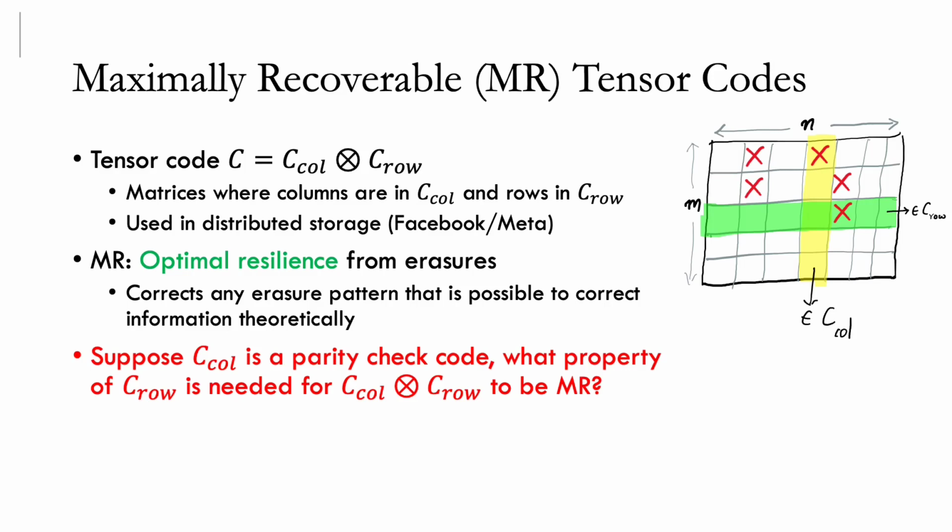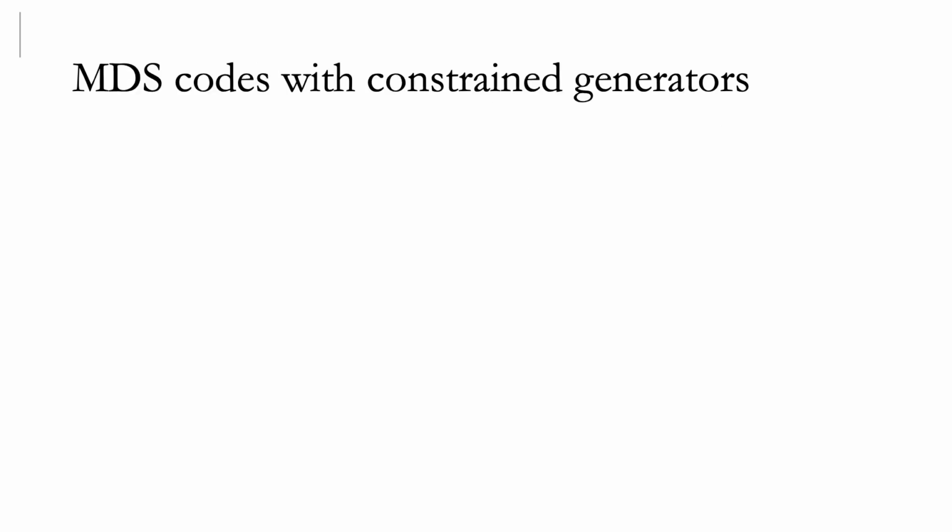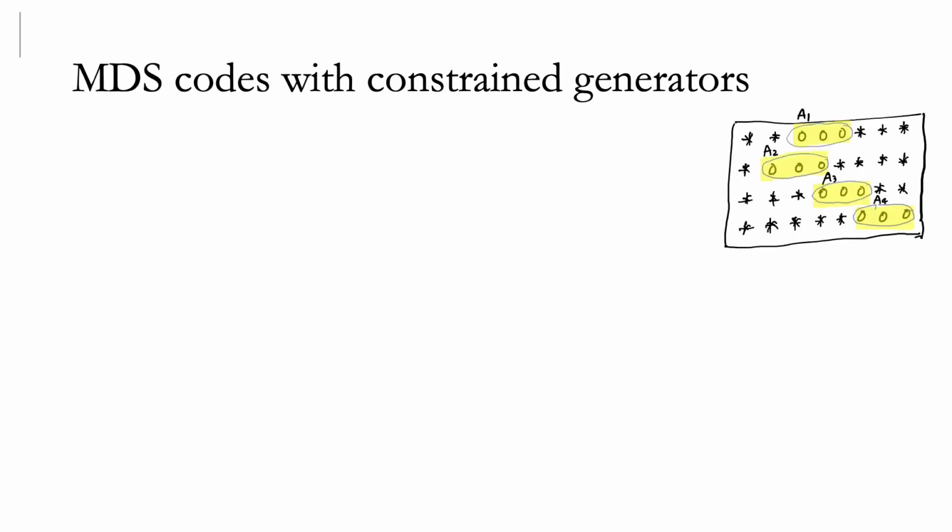Turns out this is also a generalization of MDS codes. Another question you might ask about MDS codes is constraints on the generator matrix. As previously mentioned, a generator matrix of an MDS code is a basis of the code. There are many different choices of the basis, and some of them have more zeros in them than others.